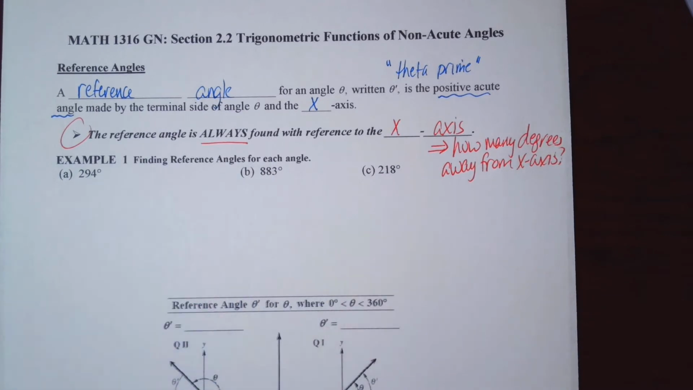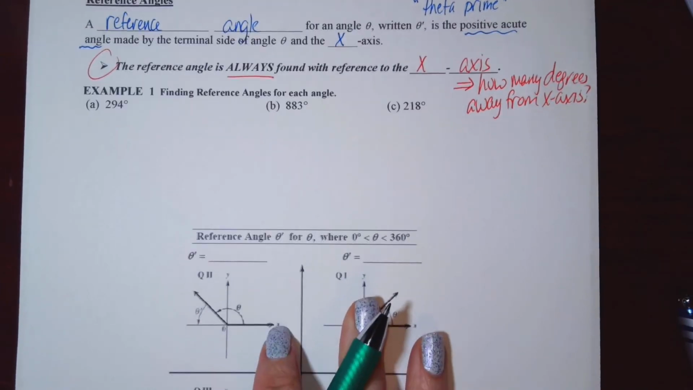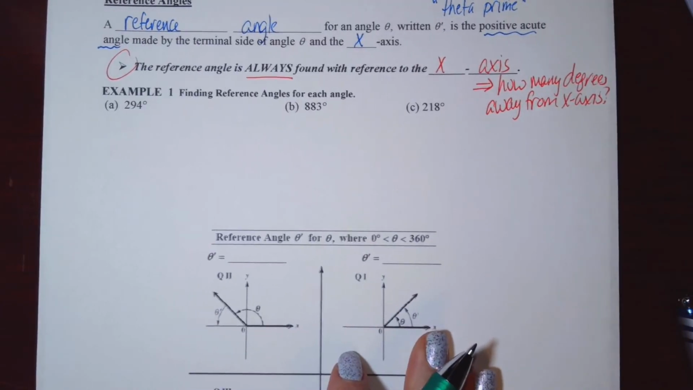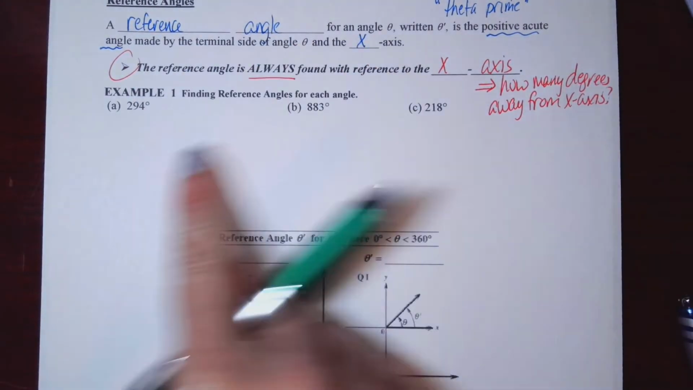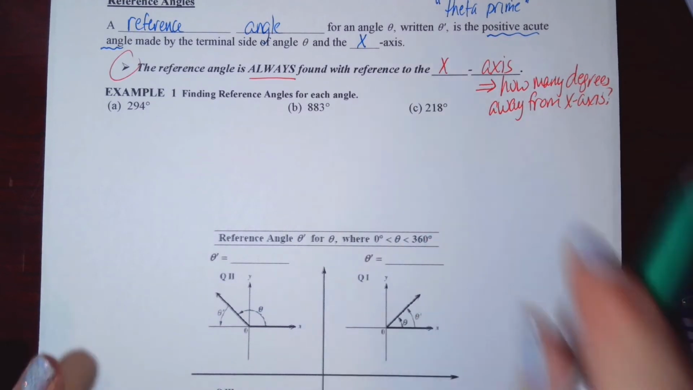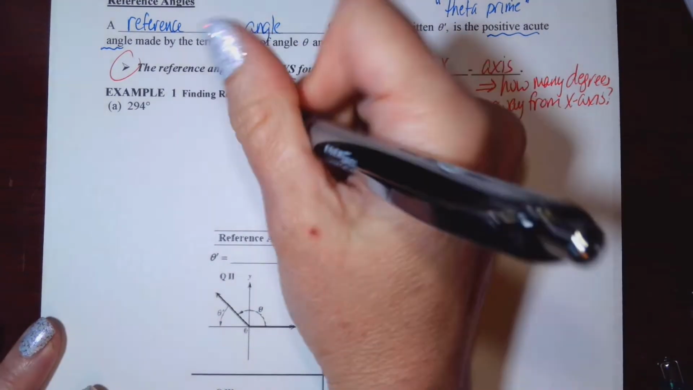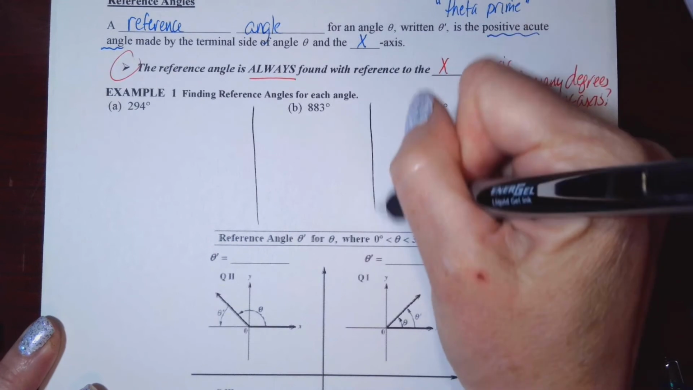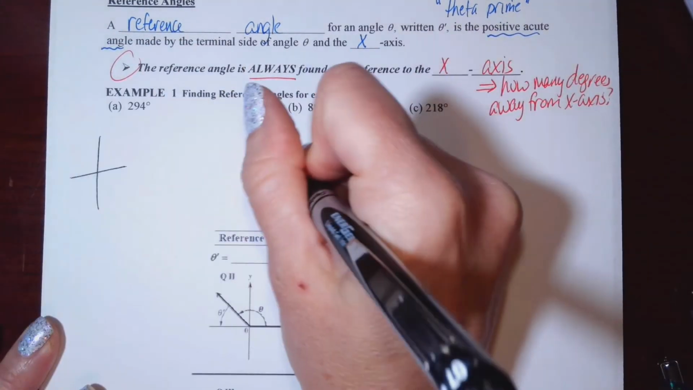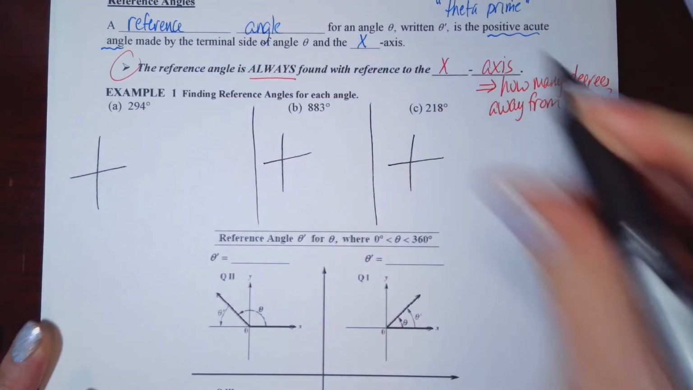Okay, so finding reference angles for each angle here. We are going to be interested in finding where we can refer ourselves to the x-axis. Now, these are not going to give us special angles, but when we move forward, we're going to be using a lot of special angles. Okay, so let's go ahead and start each one of these with a quick sketch.